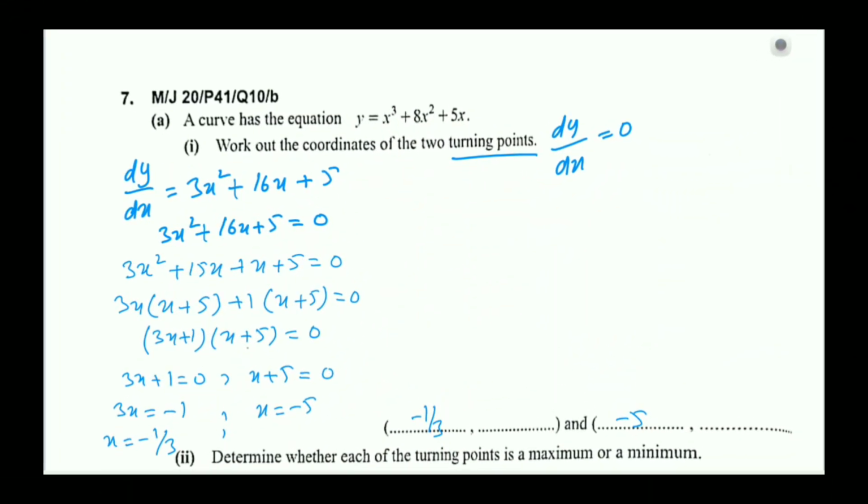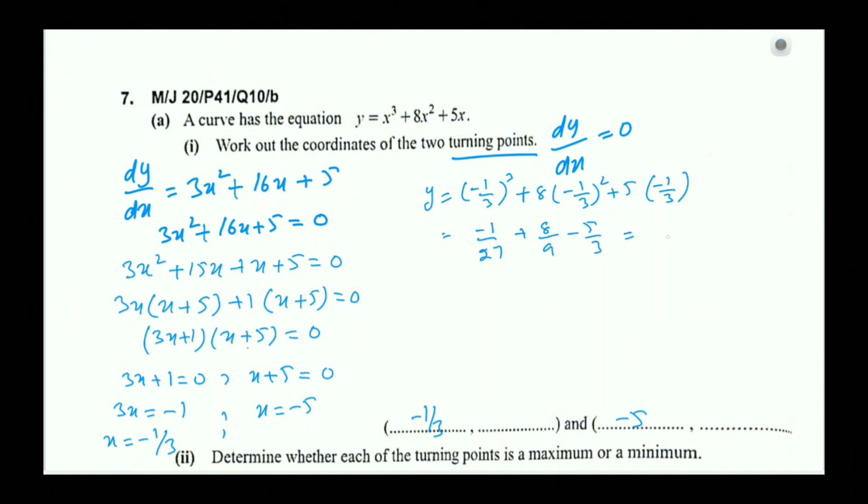So now we will put the values of x in the original equation, we will get the values of y. So if we put x = -1/3, y is equal to (-1/3) cubed plus 8(-1/3) squared plus 5(-1/3). That will be -1/27 plus 8/9 minus 5/3.